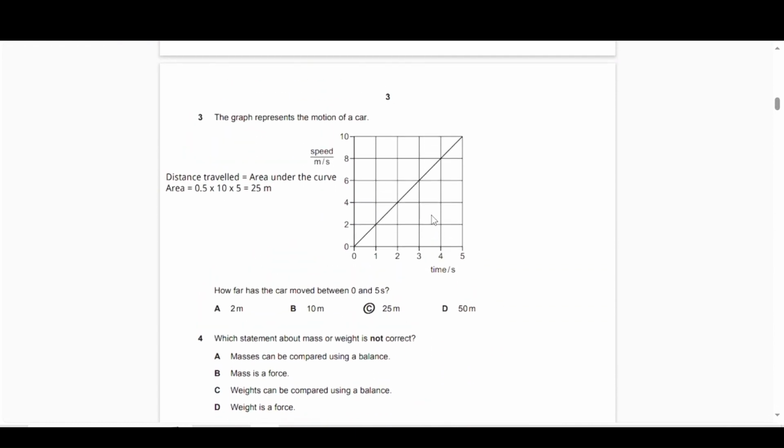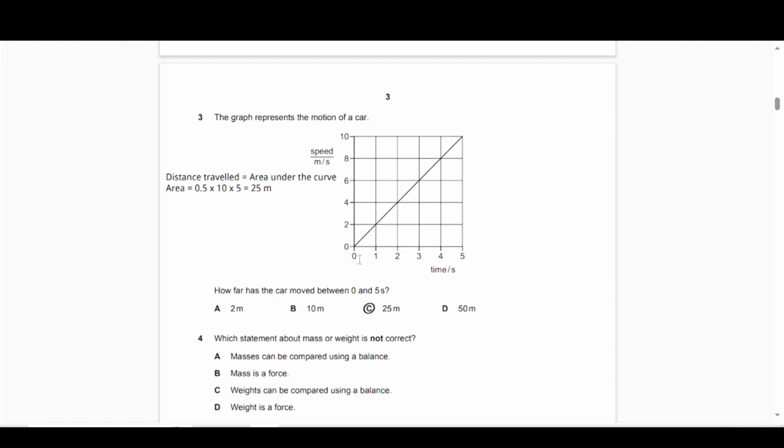We've then got a question on graphs. The graph represents the motion of a car. So you've got a speed and a time. Speed-time graphs, as I said, are the most common type of graph. How far has the object moved between 0 and 5 seconds? So they want you to calculate the distance between 0 and 5 seconds.